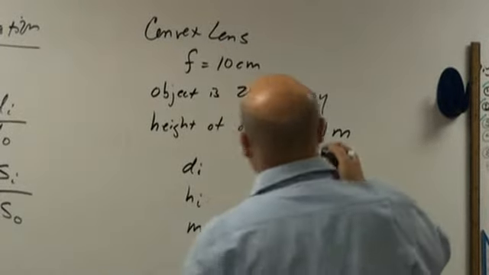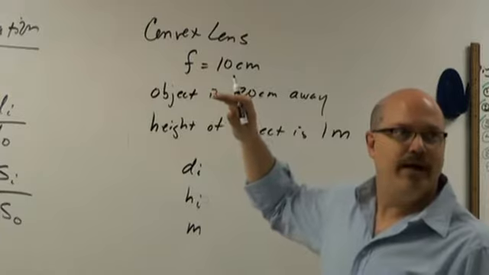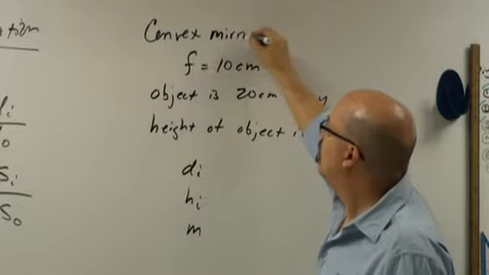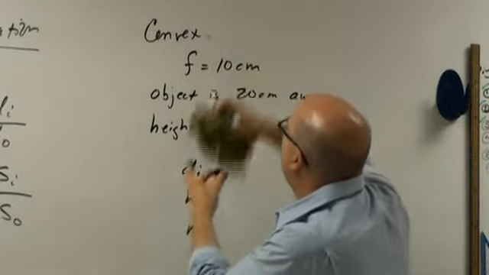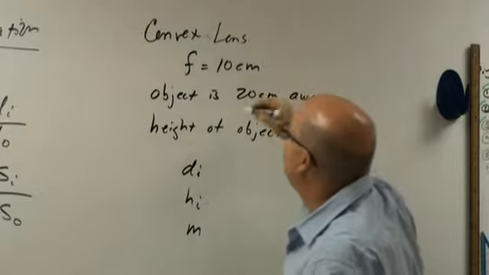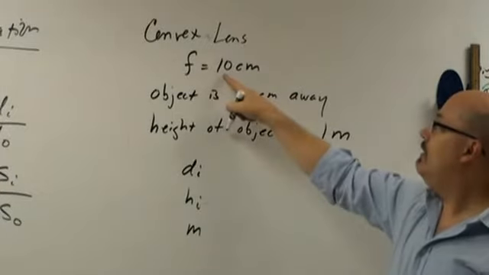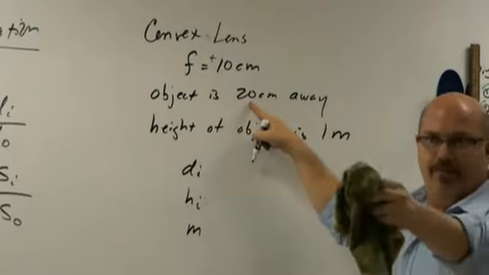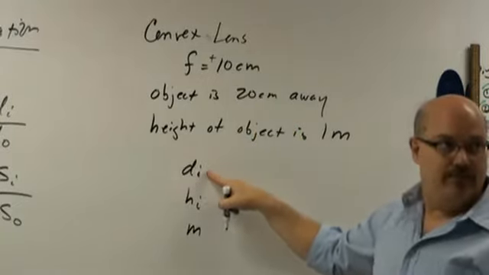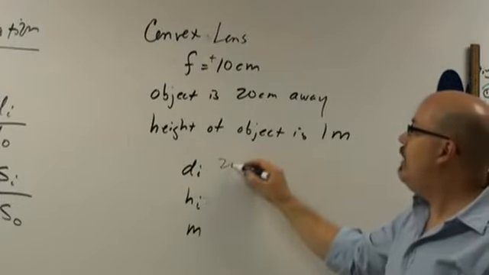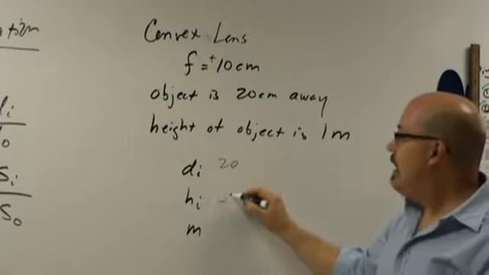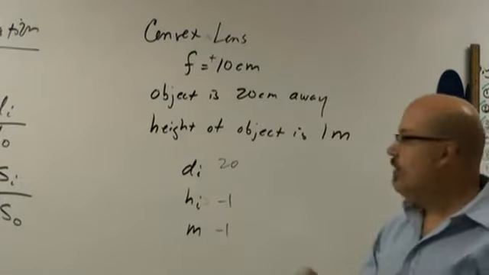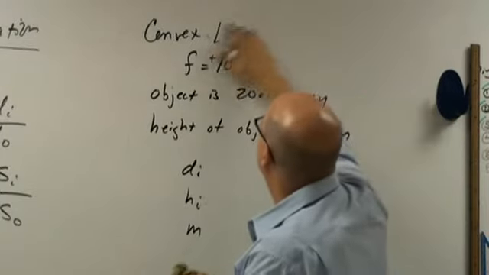Oh wait, I'm sorry. Back up. Let's do this first. There's the one I had. If I do this for a lens, 20, then that should be positive, and that's 20. So wait a minute, that's 2f, right? So my object distance should be at 2f on the other side, right? So this should be 20. The height should be negative 1. Magnification should be negative 1, right?